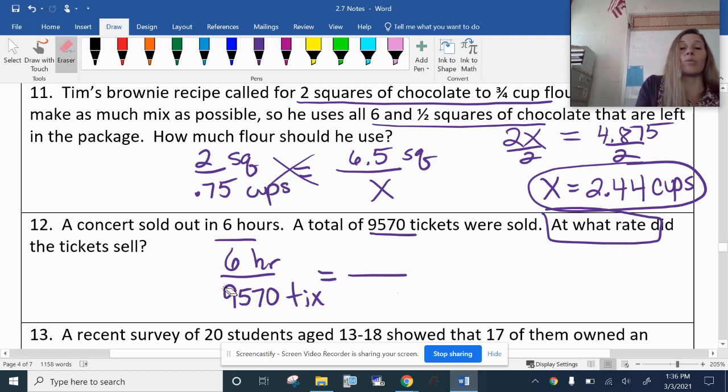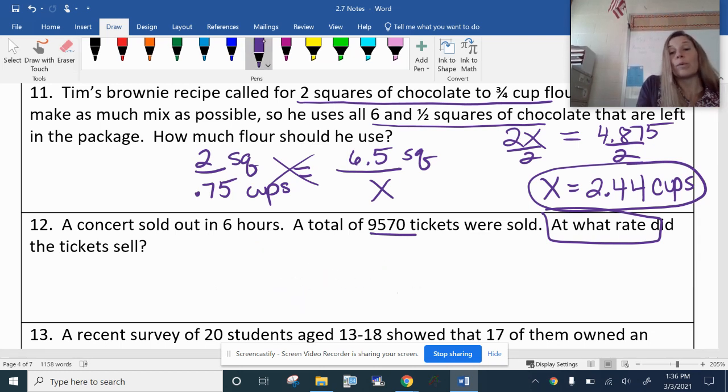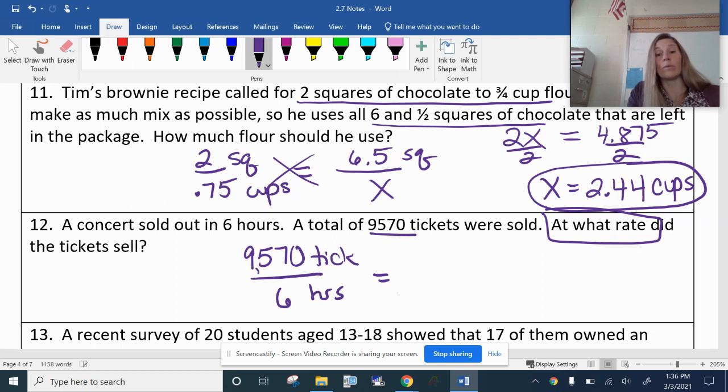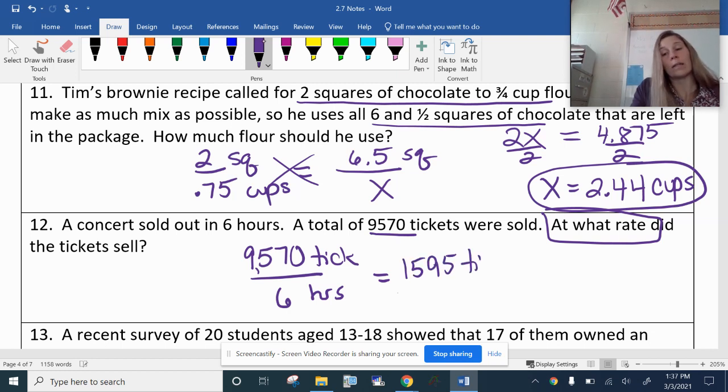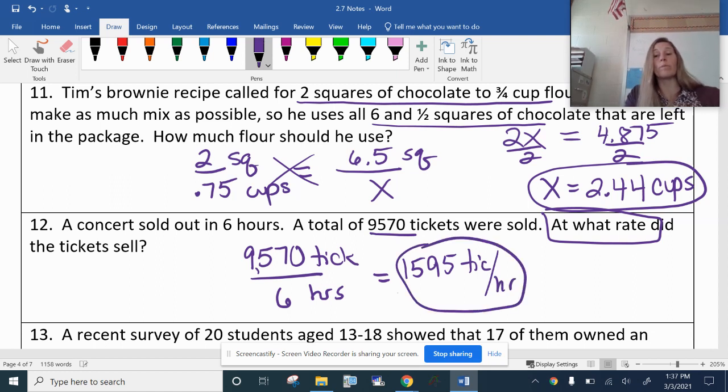So we want to actually switch this up this time. It's not going to be necessarily set up as a proportion. So we have 9,570 tickets, and that's in 6 hours. So we can just simply divide that like we did with unit rate and get our answer. 9,570 divided by 6, and it's 1,595 tickets per hour.